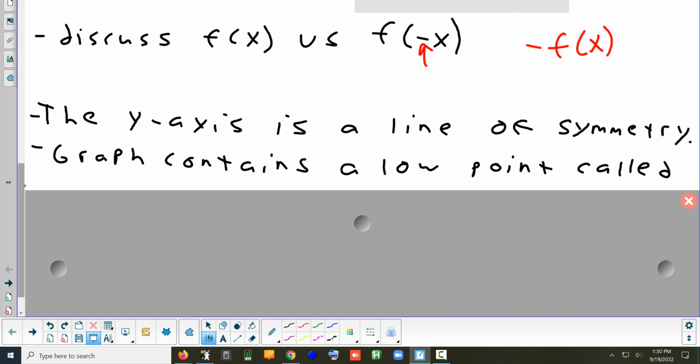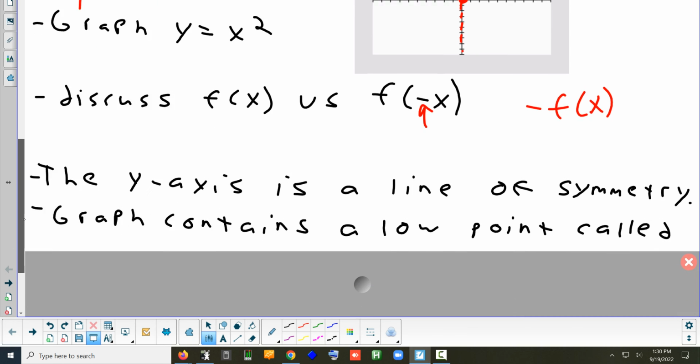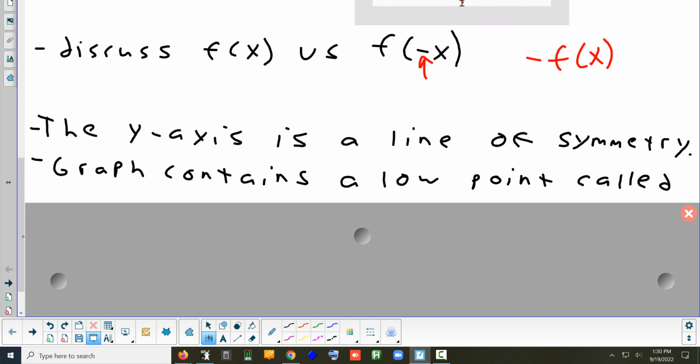Now, does anyone remember, it's going to be the next thing I show you on the board, what the name of this low point right there is called? If you flip it over, it could also be the high point. Does anyone remember it begins with a V? Yeah? It's the vector. Not vector.